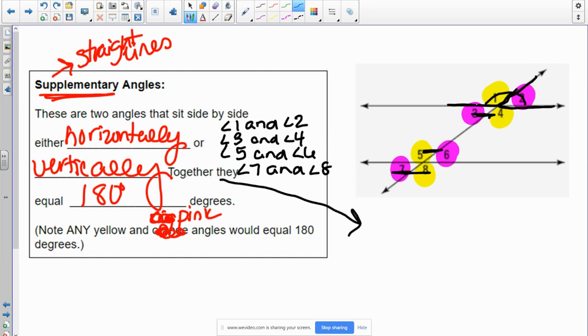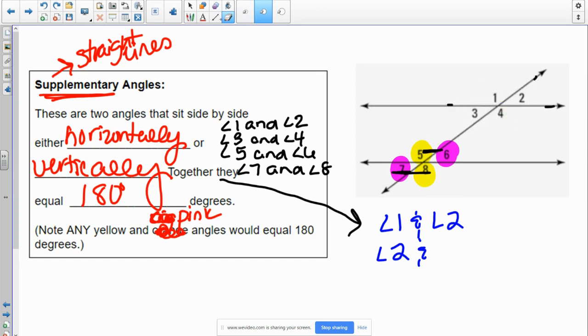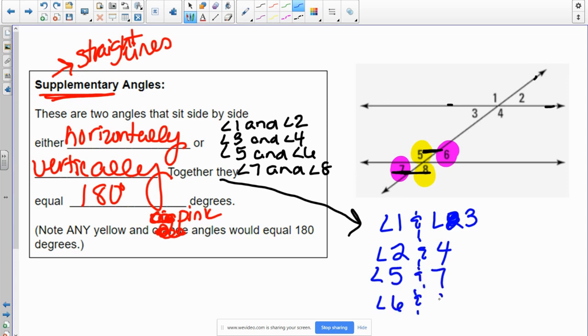Swiggle this way. So 1 and 2. And then we can go 2 and... Nope, I can't read my own writing. Let's erase that, see what I have. Oh. It would have been 1 and... We're going vertical. So this should be 3. And then 2 and 4. And then angle 5 and angle 7 and angle 6 and angle 8.